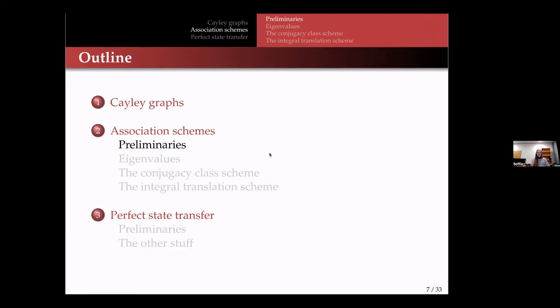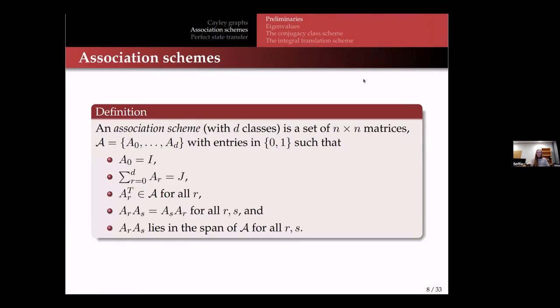So we're going to start with preliminaries of association schemes. An association scheme is a set of n by n matrices. We're going to call the set script A, and the matrices are going to be called A0 to AD. They are 0-1 matrices, and they satisfy the following. A0 is the identity matrix. If we take the sum of all these matrices, we get the all ones matrix, which we are going to call J.